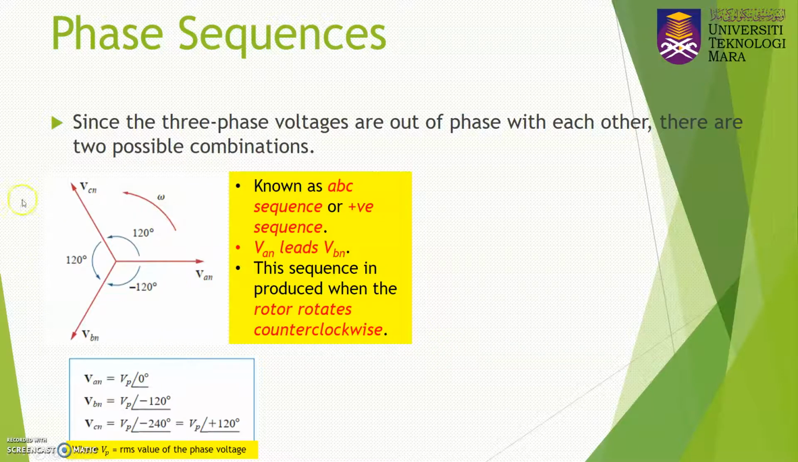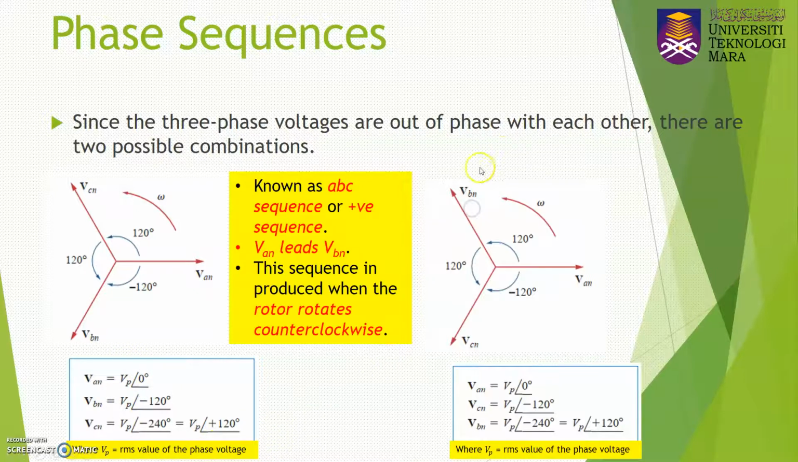If you refer to here, this is the phasor diagram for the three-phase voltage with the ABC sequence, where VAN represents the V phase at the angle of 0. VBN represents the V phase at the angle of negative 120, negative because it's lagging, it lags the VAN. And then VCN lags later than VBN, so VCN will be equal to the V phase with the angle of negative 120 plus negative 120, equal to negative 240, or you can also rewrite it as V phase angle of positive 120, where V phase is basically the RMS value of the phase voltage.